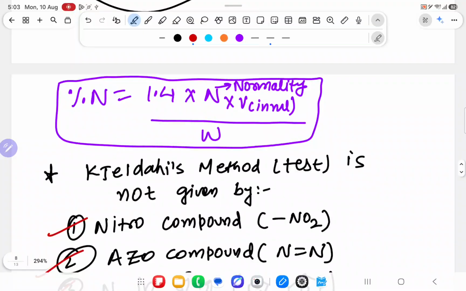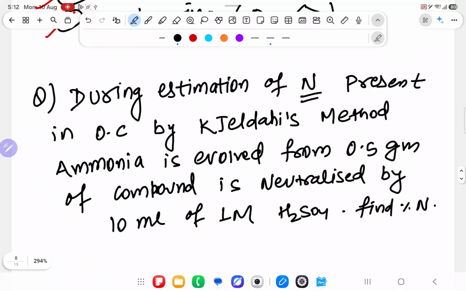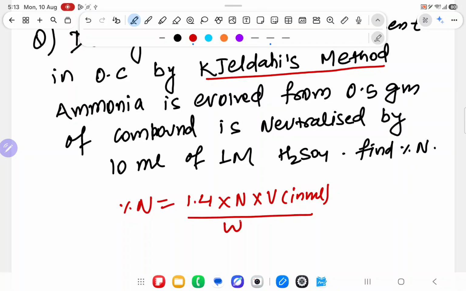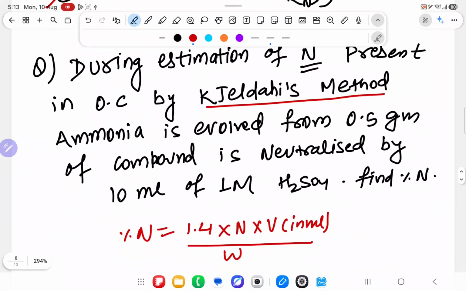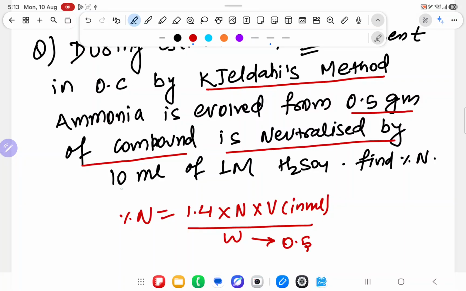Now, with the help of this formula, we are going to do some questions to understand this topic very easily and properly. First question: during the estimation of nitrogen by the Kjeldahl method, directly I will write percentage of nitrogen equals 1.4 into normality into volume in milliliter divided by weight of organic compound. Now I will see what is given in the question. Ammonia is evolved from 0.5 gram of compound, so the weight of organic compound is 0.5. It is neutralized by 10 ml, so volume is 10 ml.